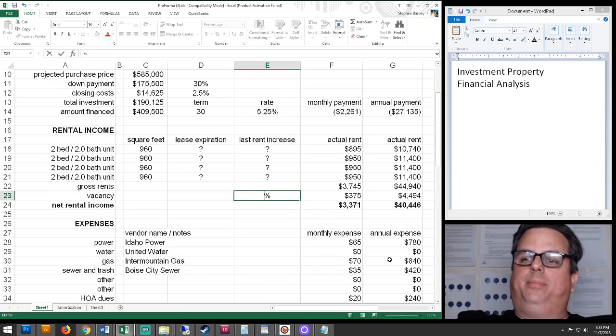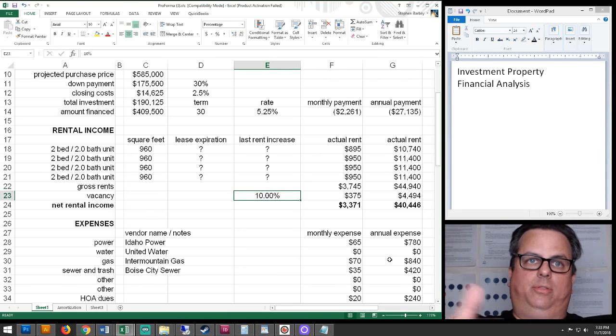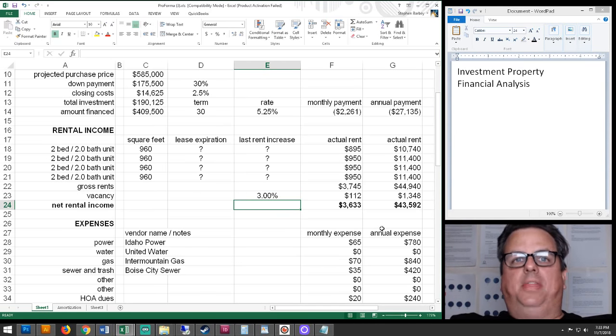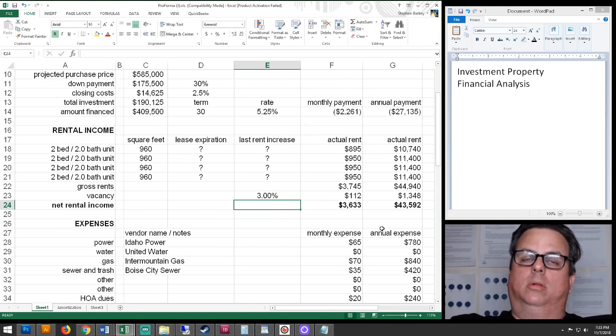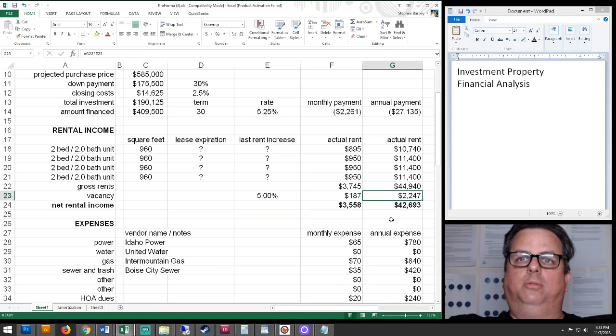If the property is in Cuna, maybe you're at 10%. If the property is next to BSU, like this property is, maybe it's a lot less. I think 3% is probably pretty reasonable given the location of this property, but in the interest of being conservative for our client, 5% is probably a safer number. So, income 42,693 a year after the projected 2,247 vacancy loss.